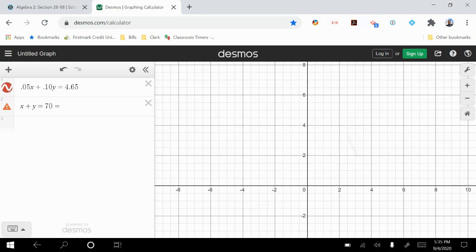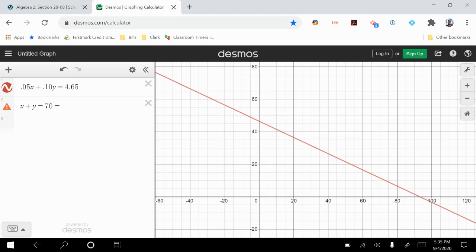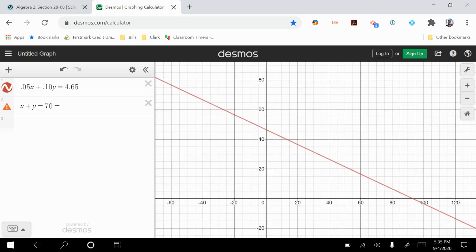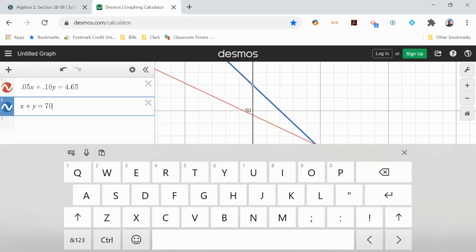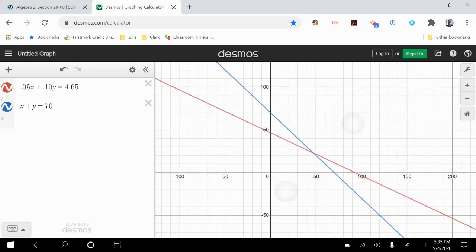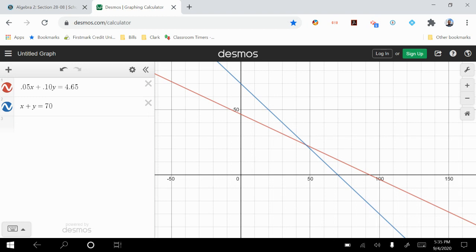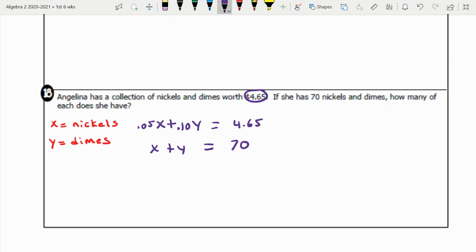Now we've got to find where they intersect on this grid, so I'm just going to keep zooming out. Oh, that's why. I put an extra equal sign in there. There we go. Just keep zooming out until you see the intersection. If you press on that intersection, it will give you the coordinate. We got 47 and 23. X is our nickels, 47, and 23 is our dimes. That's what I'm going to write into my equation.